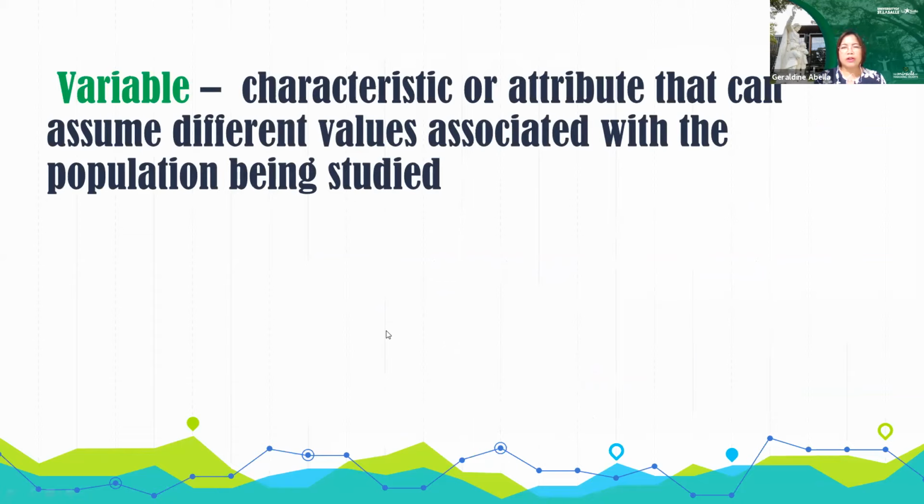Now, after formulating a research title, you have to know the variables that you are going to measure in your research. But what are these variables? A variable is a characteristic or attribute that can assume different values associated with the population being studied. For those who have already taken up units in statistics, may I ask you, what are the two types of variables in research? Anybody? You may raise your hand and unmute your microphone, or you may send your answer in the chat box.